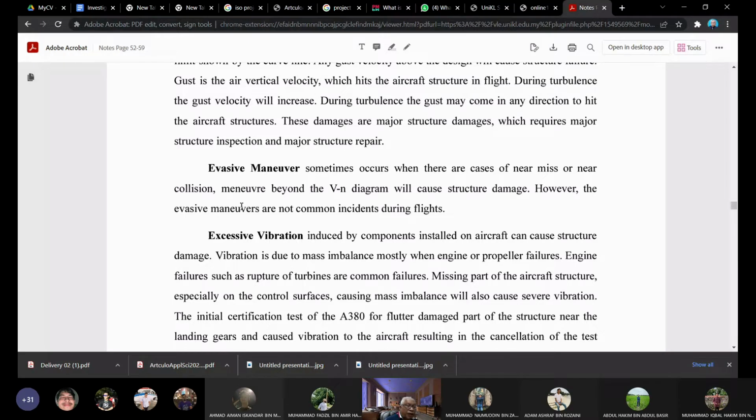And third, it could be vibration. The vibration can be caused by failure of a component. If you have a problem with the engine, you probably have a ruptured turbine disc, or you're losing a turbine blade. In fact, you may have lost some part of the propeller, and then you will experience excessive vibration on the aircraft, and that vibration may also cause damage to the structure.